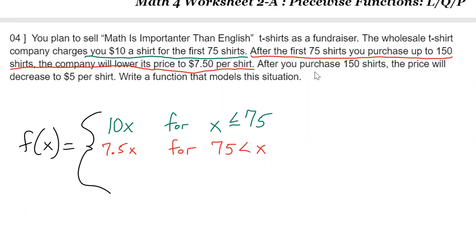And look at the last sentence. After you purchase 150, then the price will decrease to $5. So 150 is included in the $7.50 price. And then ultimately they're saying it's $5 a shirt for when x is greater than 150.